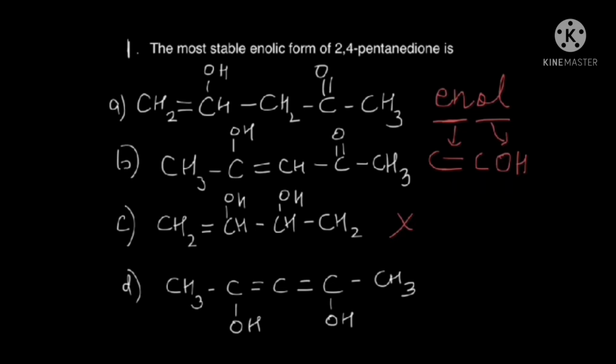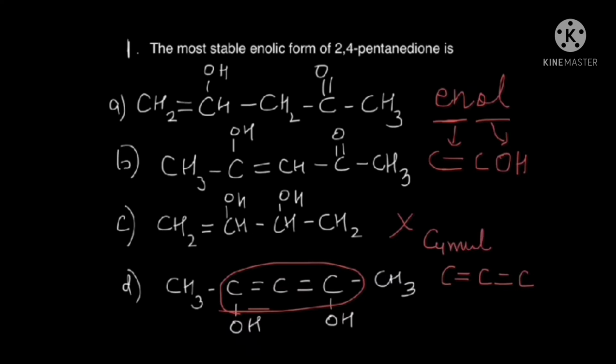Now let's take a look at option number D. And I want you to see this portion here, where we have something like C double bond C double bond C. Now this thing is known as a cumulated diene. Where double bonds are together, we call it a cumulated diene, and cumulated dienes are very less stable. So this is also not correct, right?